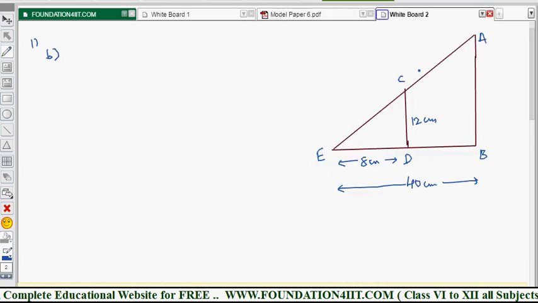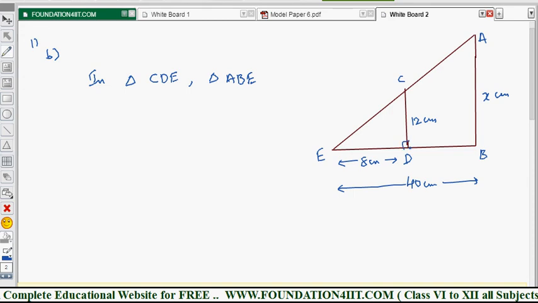So the height of the tower is to be found. Let the height of the tower be x centimeters. Now there are two right angle triangles. We should prove these two triangles similar using the similarity property. So triangle CDE, this small one, and the bigger one triangle ABE. These both triangles we will prove similar first.